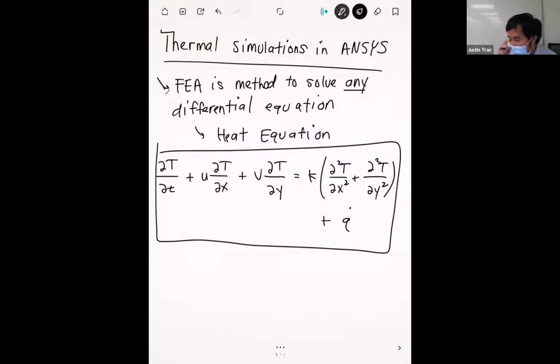And so this is the heat equation in its purest form. I know it looks kind of scary, but trust me when I say this is actually easier to solve than the structural mechanics one.